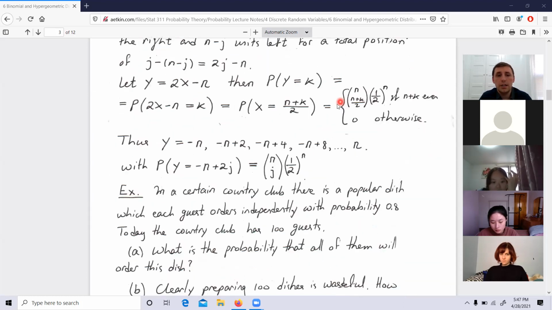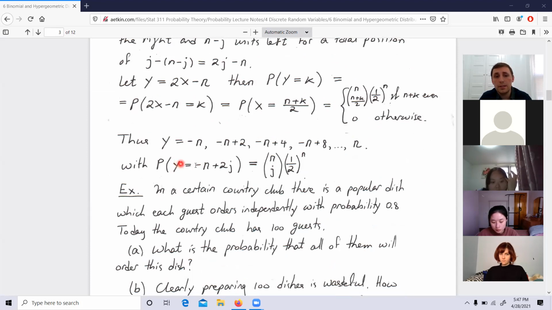And then we calculated, guys, the probability, for instance, of Y equal to minus n plus 2j. It's just the probability of having j successes, where success means movement to the right. So this is the probability of having j successes. It's binomial, so we derive it right from the binomial.